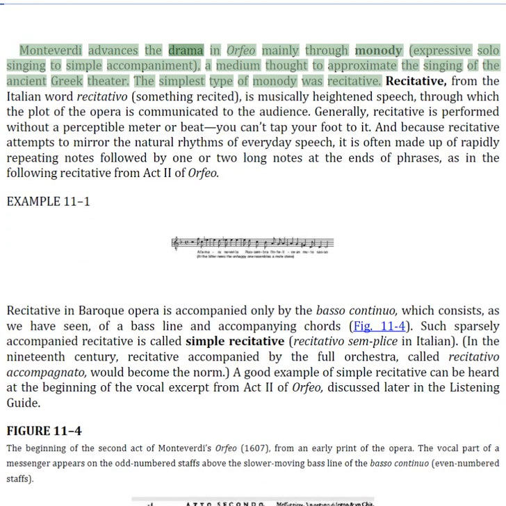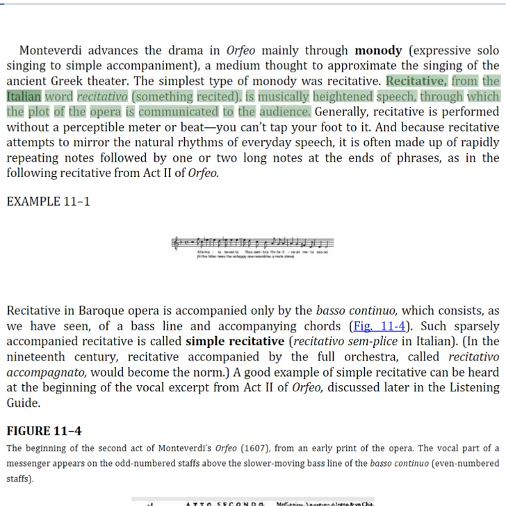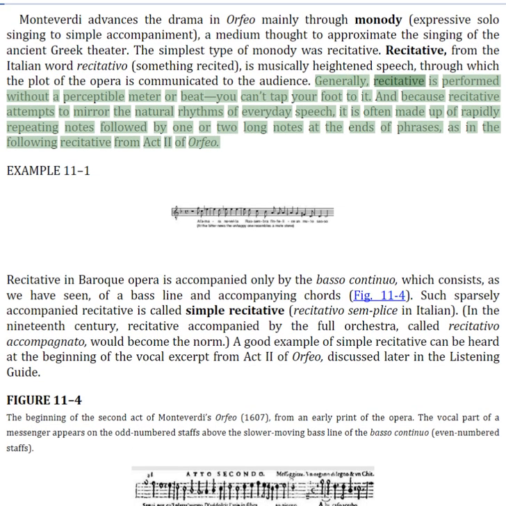Monteverdi advances the drama in Orfeo mainly through monody, a medium thought to approximate the singing of the ancient Greek theater. The simplest type of monody was recitative. Recitative, from the Italian word recitativo, is musically heightened speech, through which the plot of the opera is communicated to the audience. Generally, recitative is performed without a perceptible meter or beat; you can't tap your foot to it.